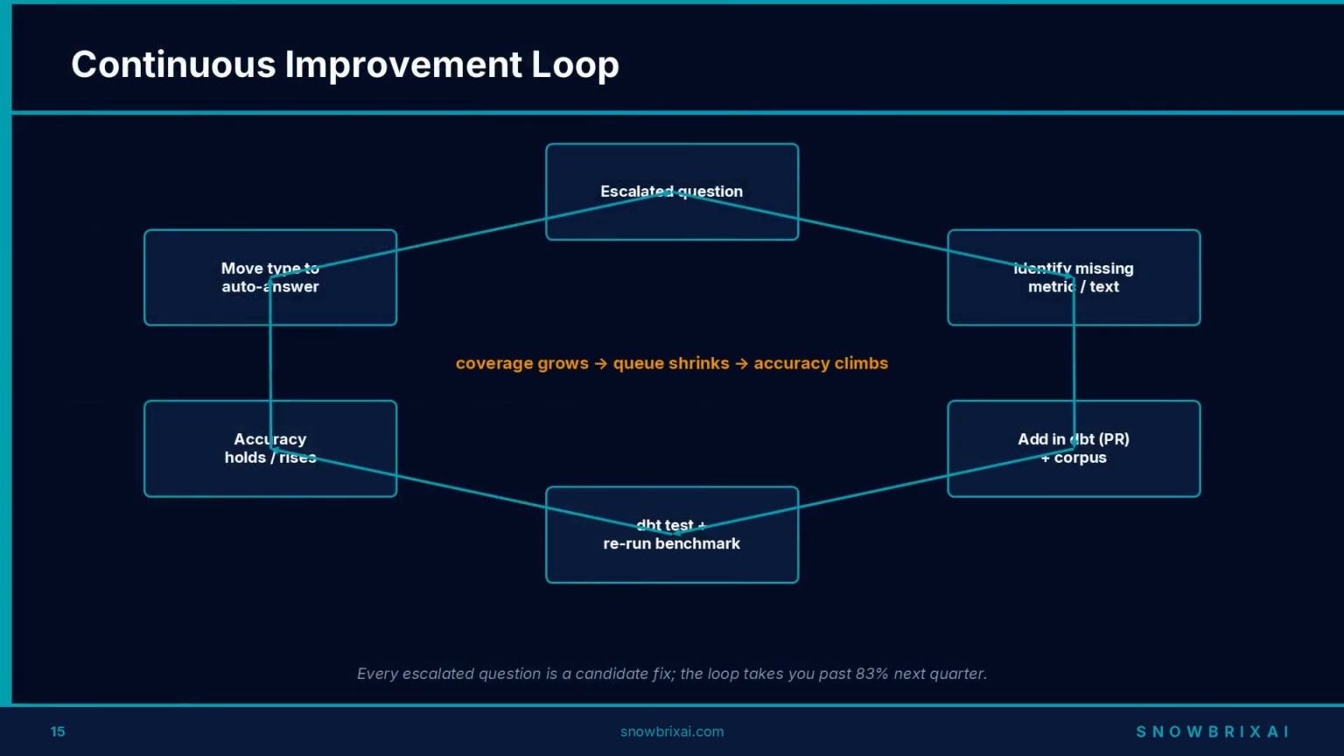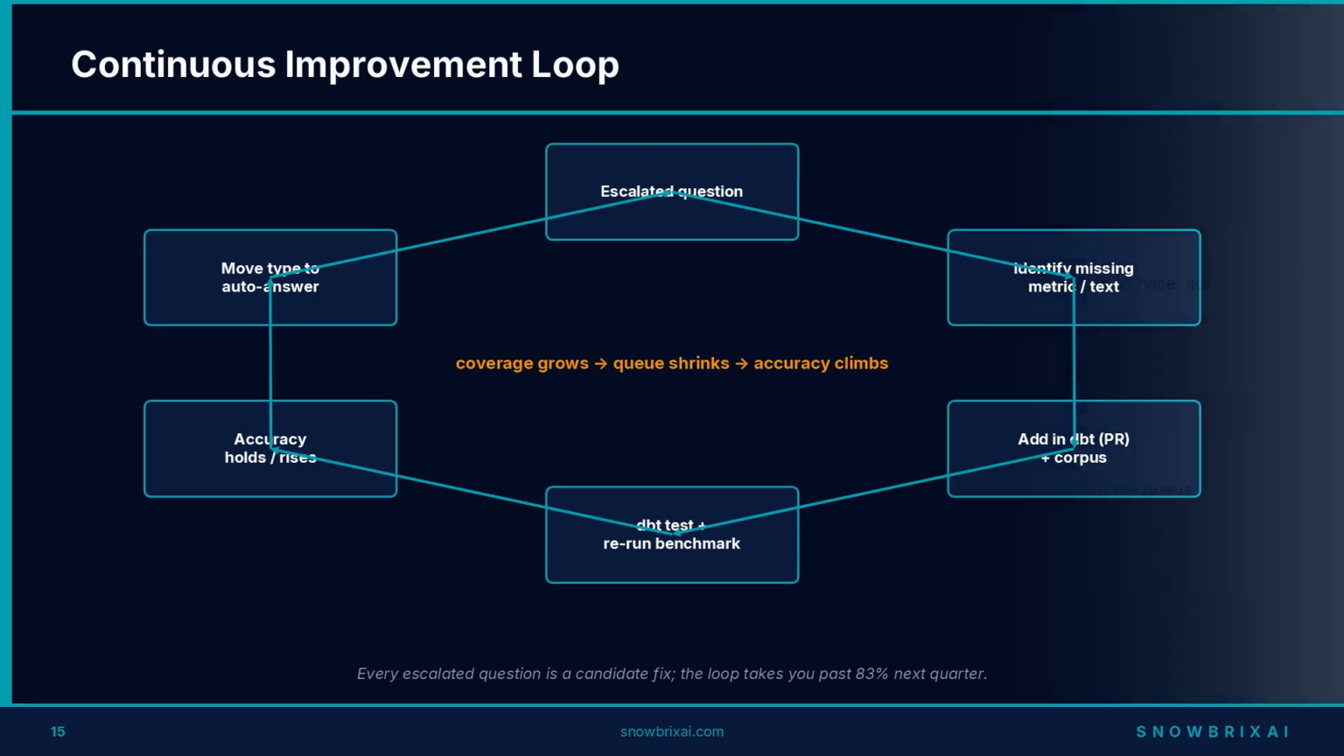And this is the engine that keeps it improving. Every escalated question is a candidate: a missing metric or a gap in the corpus. You add the fix in DBT as a pull request, rerun the benchmark, confirm accuracy held or rose, then move that question type from human over to auto. Coverage grows, the queue shrinks, accuracy climbs, round and round. This loop is what carries you past 83% next quarter.